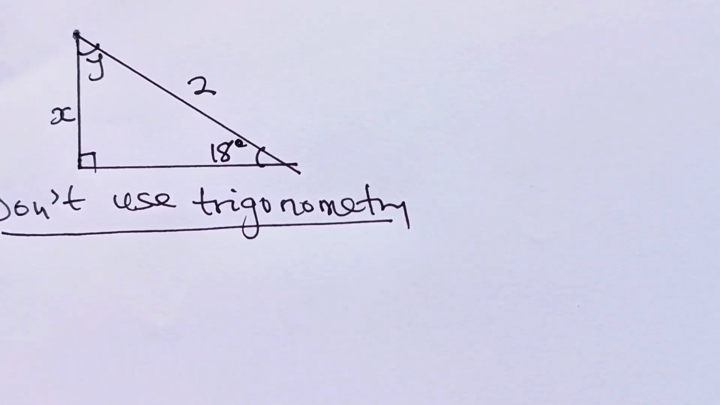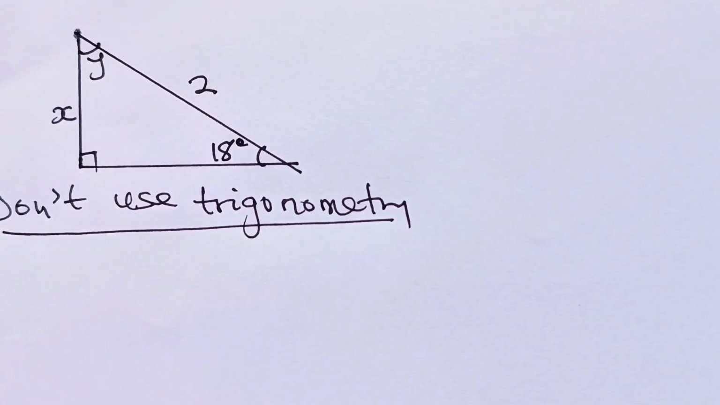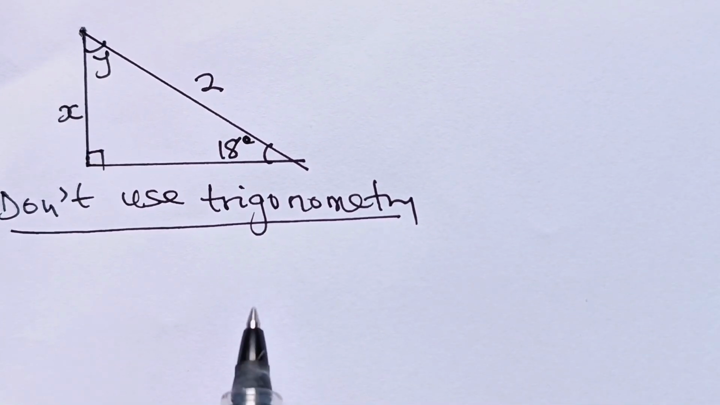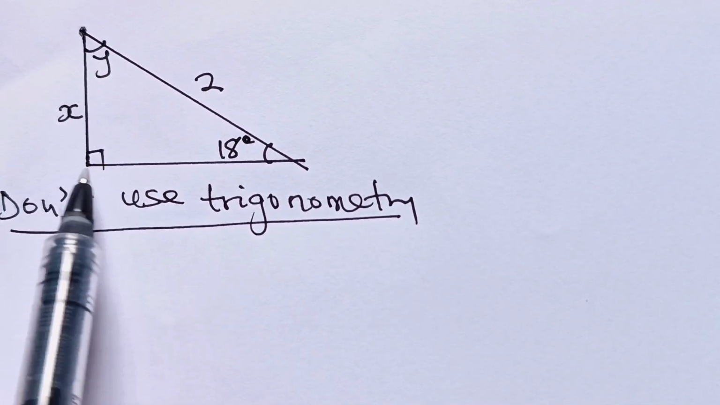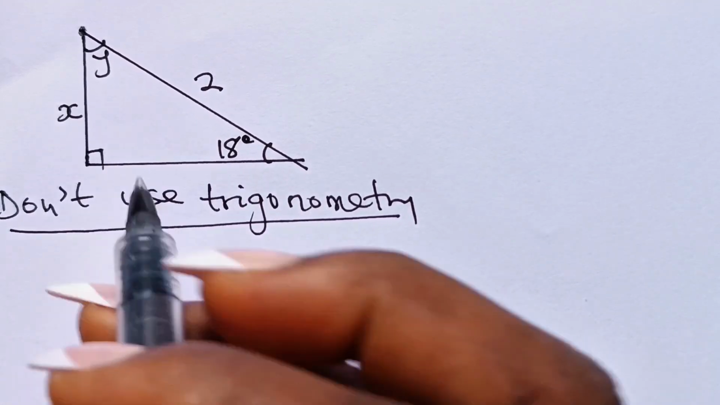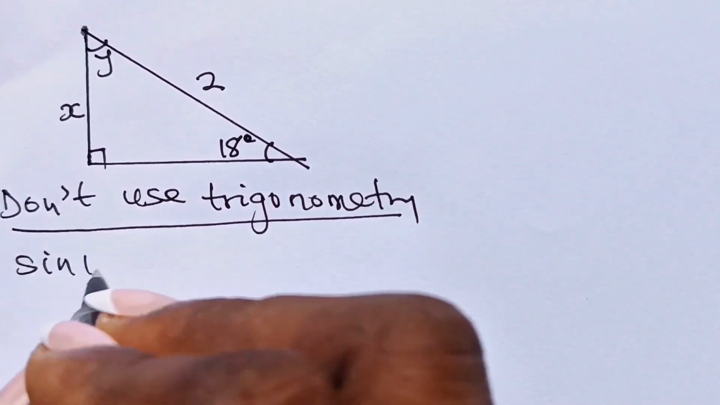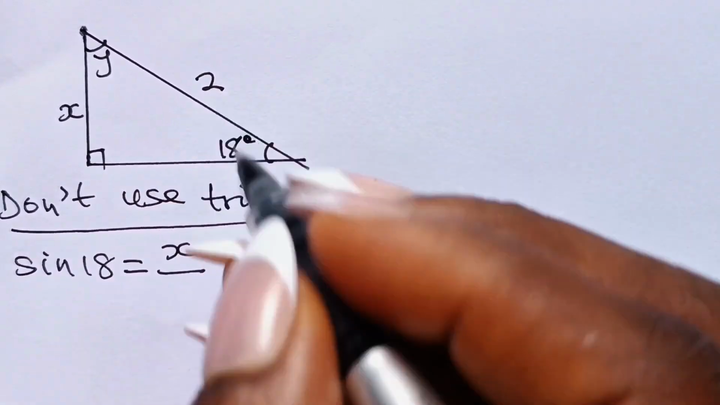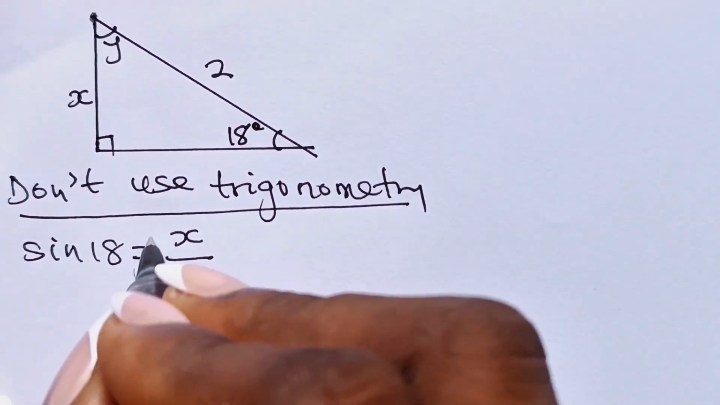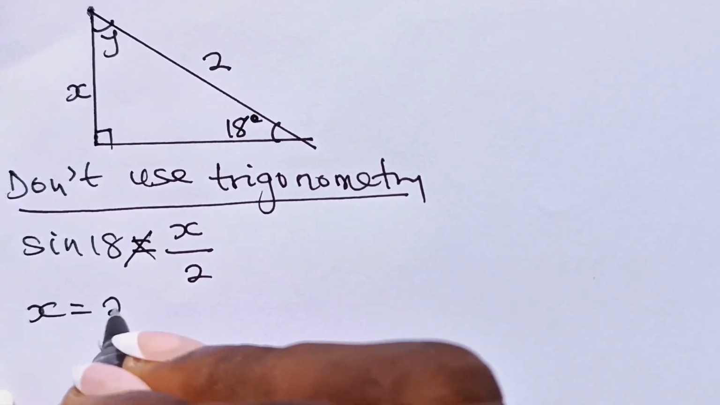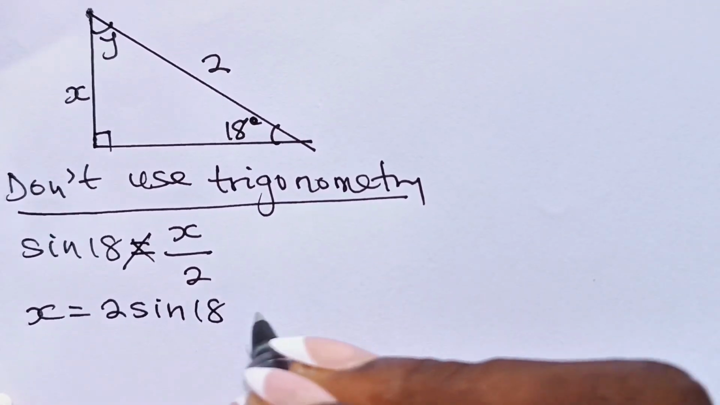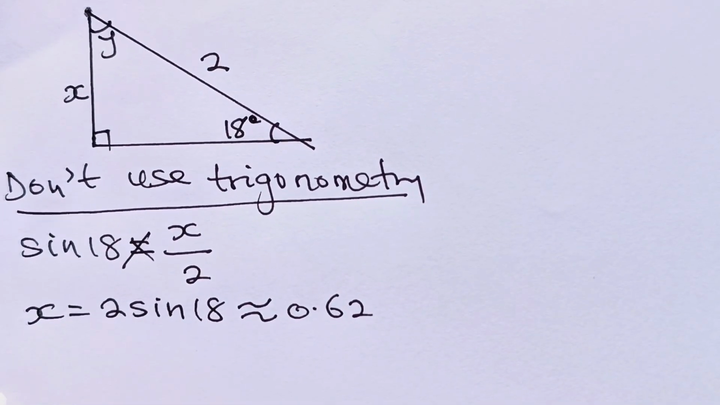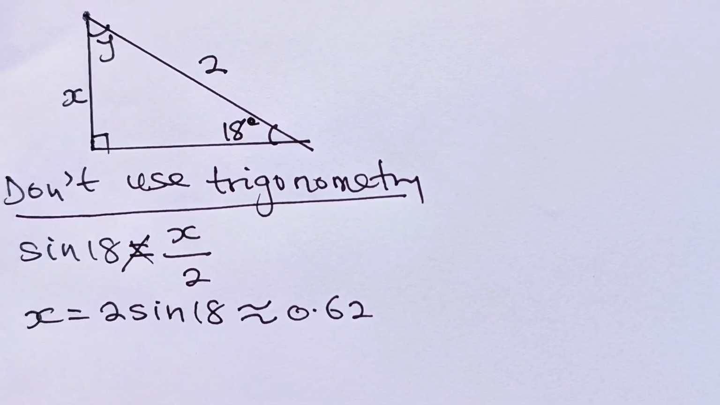We are told not to use trigonometry, because if we were asked to use it, this would be very easy to solve. Using trigonometry, we would say sine 18 is equal to opposite, which is x, over the hypotenuse, which is 2. If we cross multiply, x is 2 sine 18, which is approximately 0.62. But we are asked not to use trig. So how do we do this?